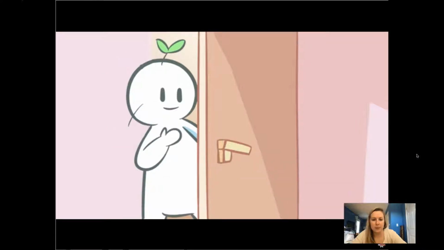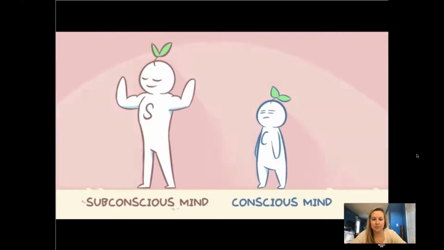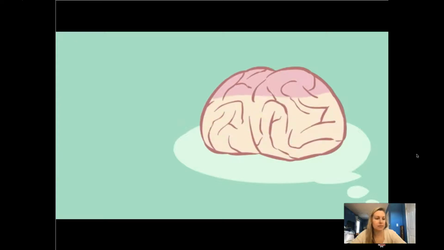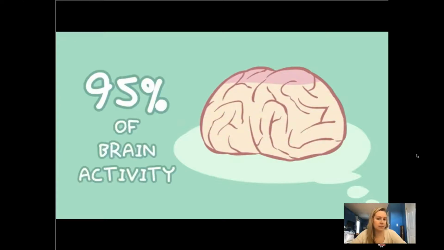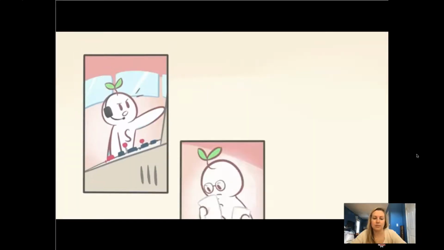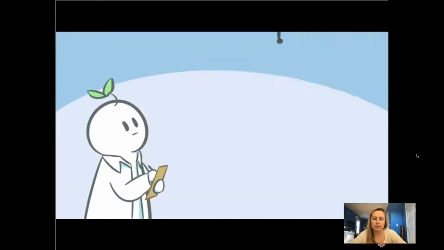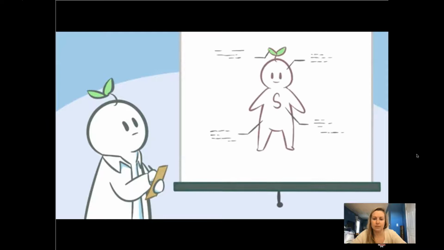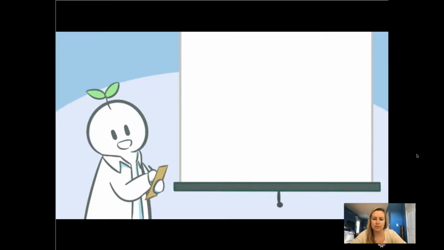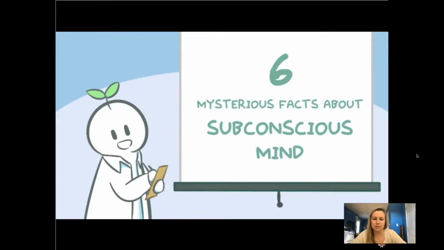Let's begin. Did you know your subconscious mind is thousands of times stronger than your conscious mind? The subconscious mind handles over 95% of your brain's activity. Nearly everything you do is controlled, organized, or influenced by your subconscious mind. But how powerful is your subconscious? Researchers are only beginning to unlock the secrets of the subconscious. In this video, we're going to reveal 6 of the most mysterious facts about your subconscious mind.